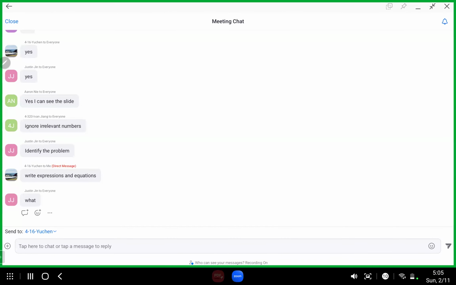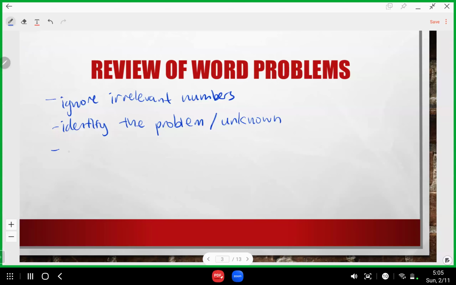Anyways, back on to what Yu Chen said. Write expressions and equations. Very good. So this one you have to model the problem with what? With expressions or equations, with equations, right? Okay. And of course you have to set the correct variables, set variables.